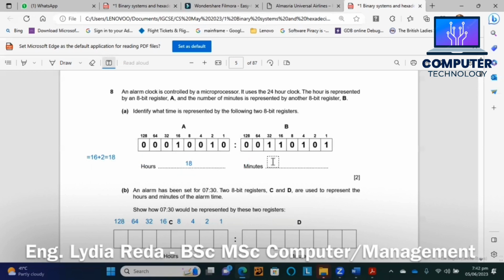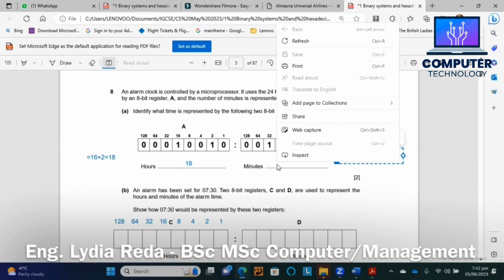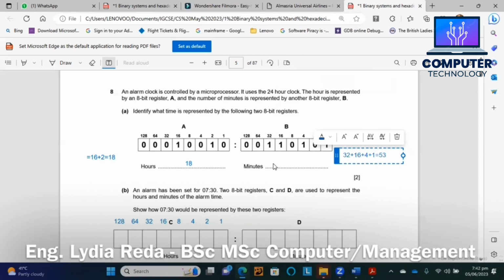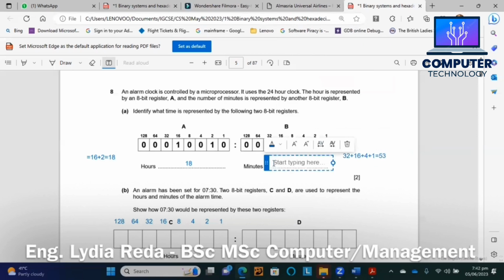What about the minutes? It is 32 plus 16 plus 4 plus 1. So it's 21 plus 32. It is 53. So the timing is as simple as 18 hours, 53 minutes. And we took the 2 points. Now he's asking me about the opposite.